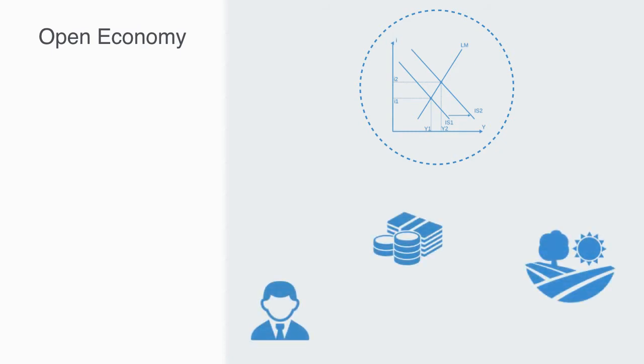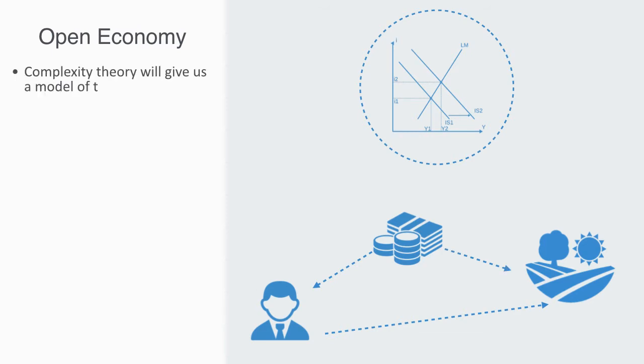Within economics, this will mean that unlike with standard economics, where the economy is modeled as a closed system, complexity theory will give us a model of the economy as fundamentally an open system. Standard economic models will not describe how the system interacts with other systems external to it, such as the social or ecological domains. It exists in isolation.